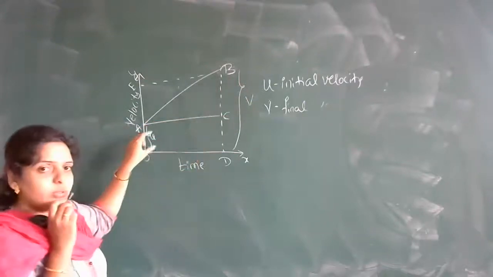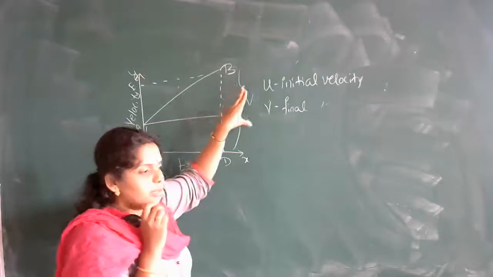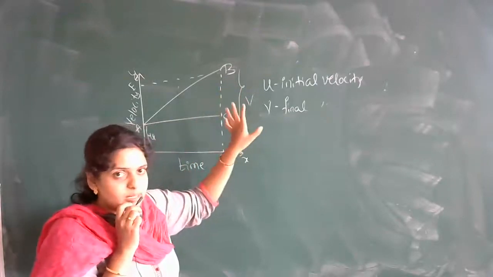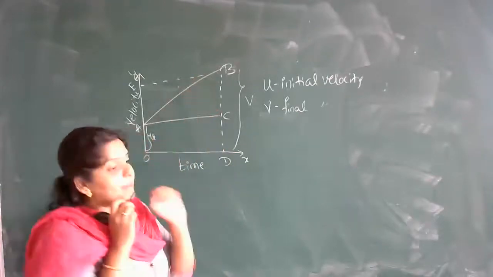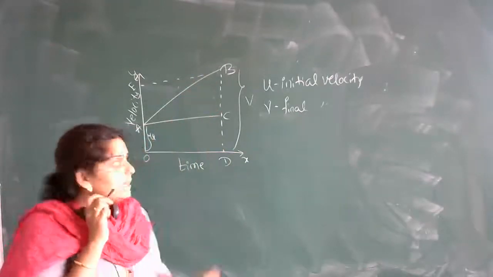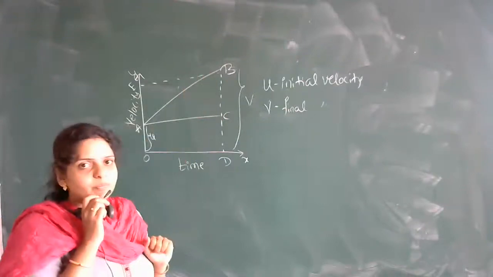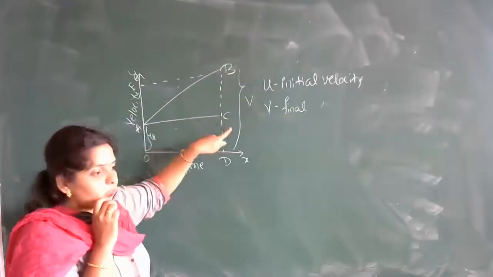Here it is U, that is initial velocity. Here it is V, that is final velocity. So after labeling this much, what are you going to do? Now you see what the BC value is. Can anybody tell me what the BC value is? This entire value is V.